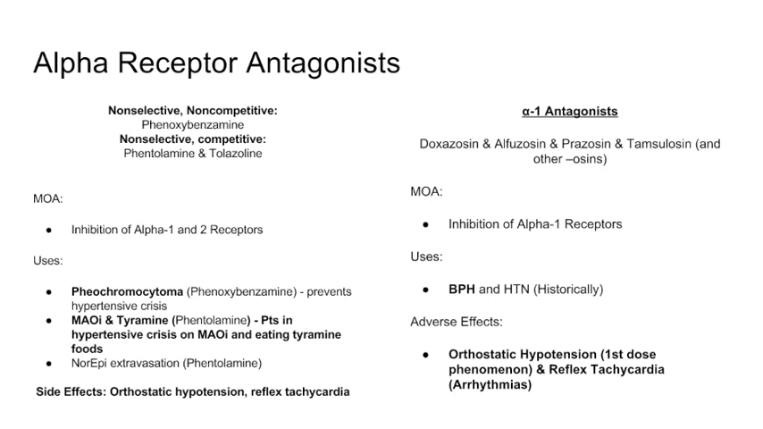However, if we have a patient who has BPH and hypertension, it's sort of like killing two birds with one stone, and we can use it to cover both things. As I said before, it can cause orthostatic hypotension because you don't have the body's ability to vasoconstrict and compensate for fluid shifts, and it can also cause reflex tachycardia.